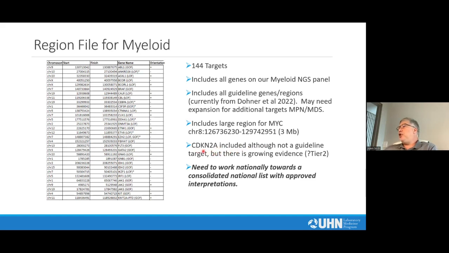The other gene we included was CDKN2A. It's not a guideline target, but there is growing evidence that CDKN2A deletions may have some prognostic significance in myeloid leukemia, so we included it. And of course, we need to work towards some kind of nationally consolidated list with a set of default interpretations.